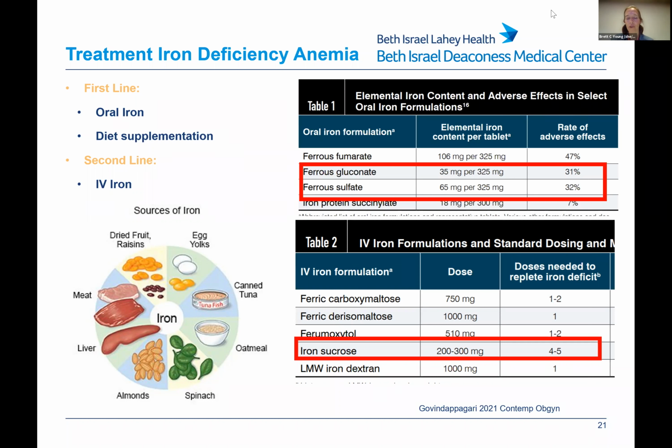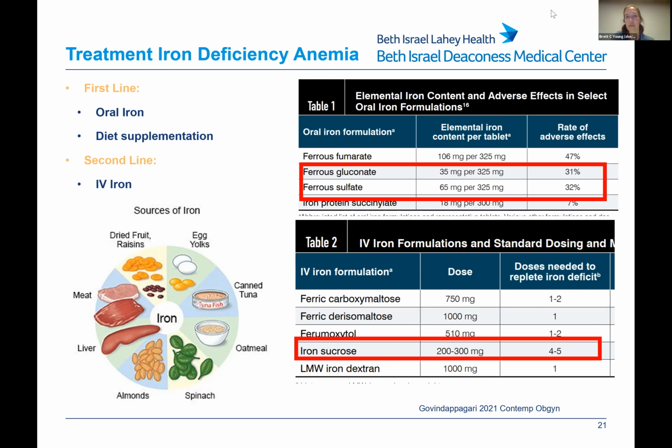Foods that are high or rich in iron include canned tuna, although you may want to make sure about the mercury content. Oatmeal, spinach, almonds, legumes, liver, and any red meat, egg yolks, and dried fruit and raisins are pretty iron-rich foods. And those might be areas to target if patients are trying to increase their iron stores with diet supplementation.